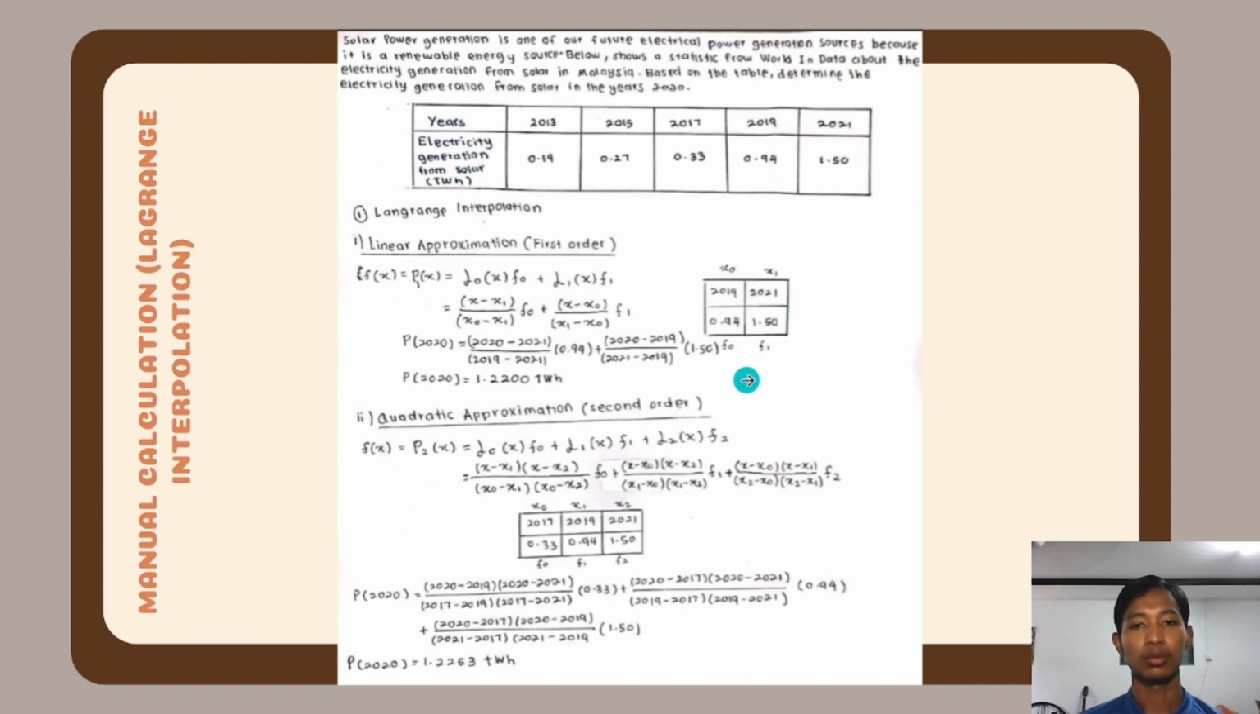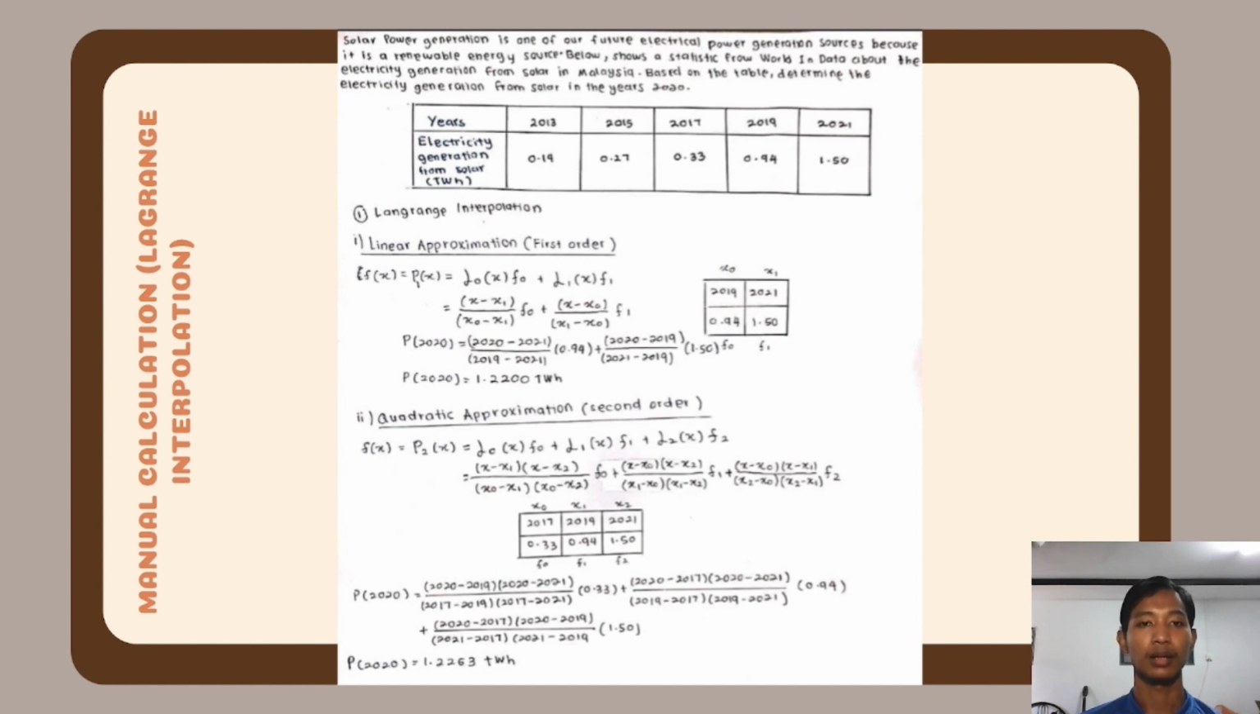Then, to solve this problem, we choose the years as the x and the electricity generation from solar as F. So we insert the data into the formula and we get the answer for the linear approximation, which is 1.22 terawatt hour.